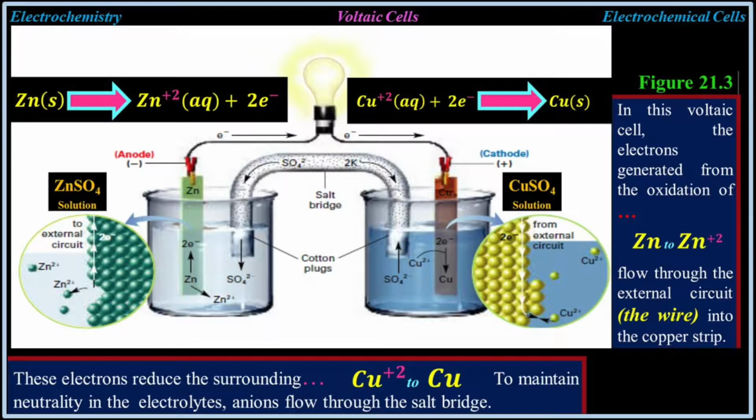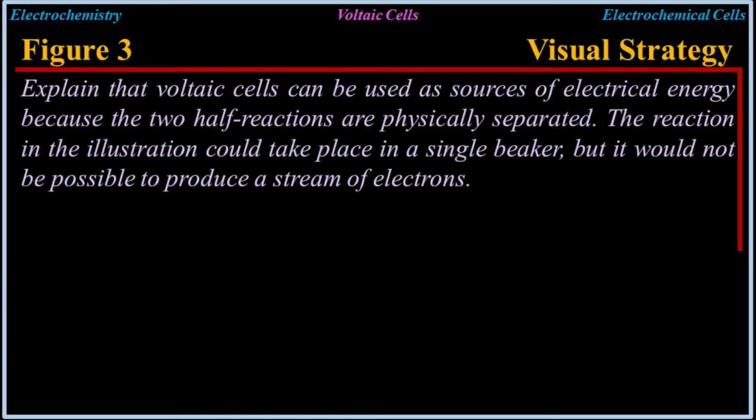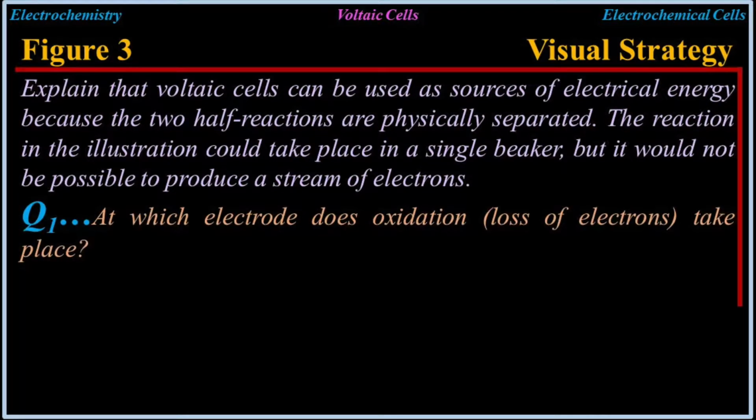Study the illustration very carefully. Figure 3, visual strategy. Explain that voltaic cells can be used as sources of electrical energy because the two half reactions are physically separated. The reaction in the illustration could take place in a single beaker, but it would not be possible to produce a stream of electrons. At which electrode does oxidation, loss of electrons, take place?